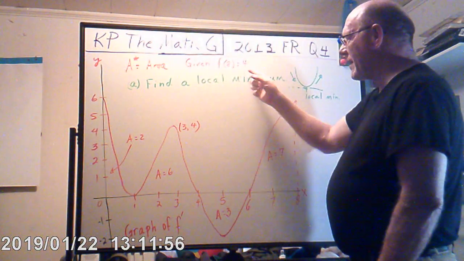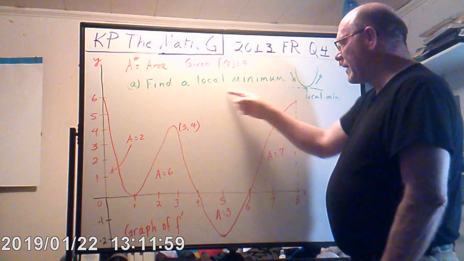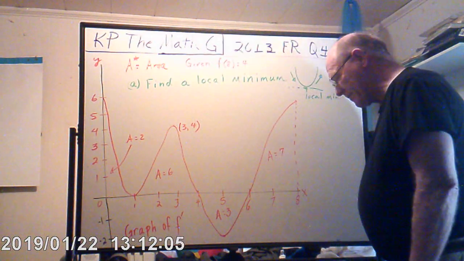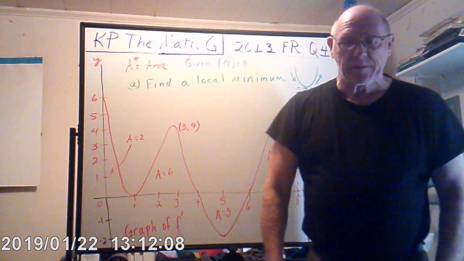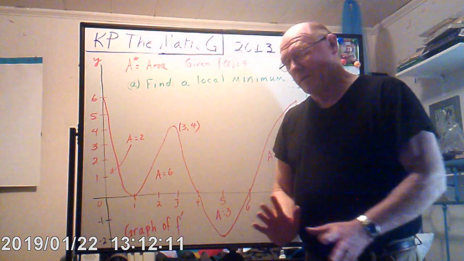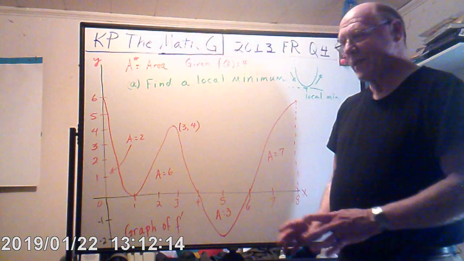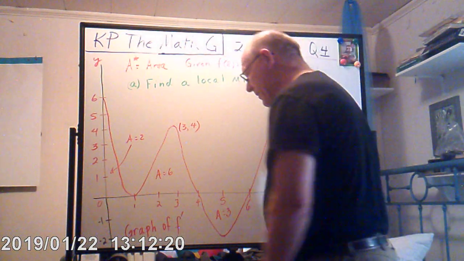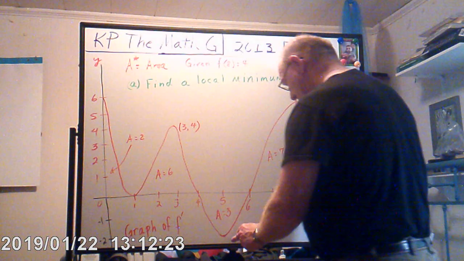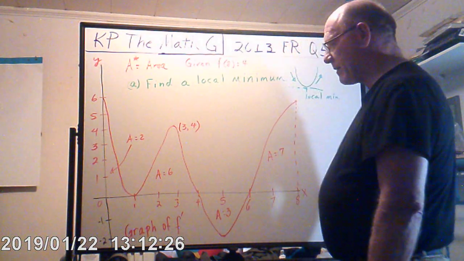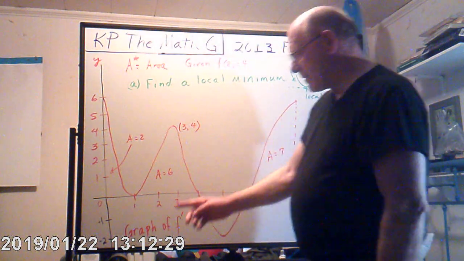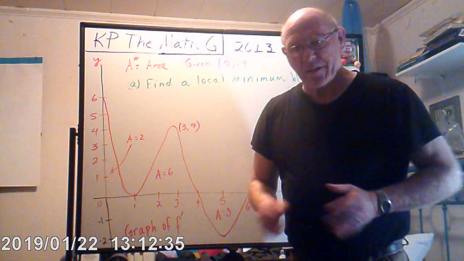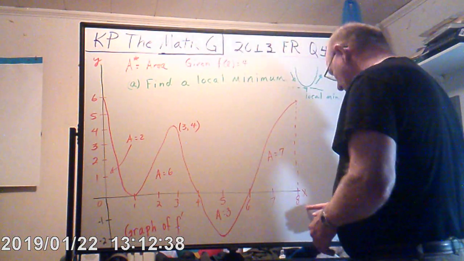We're given that f at 8 is equal to 4. We want to find a local minimum. Keep in mind that this graph here that I've got in red is the graph of f prime. So not the graph of f, it's the graph of f prime. There are horizontal tangents at 1, and at 3, and at 5. We have areas given: 2, 6, 3, and 7. And the interval is from 0 to 8.